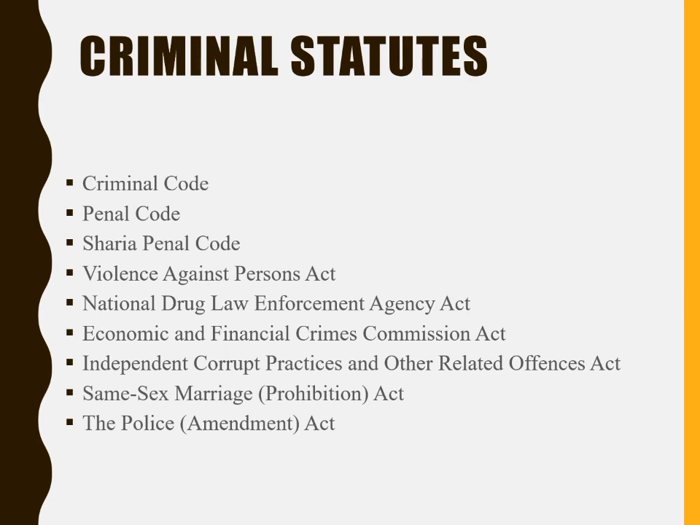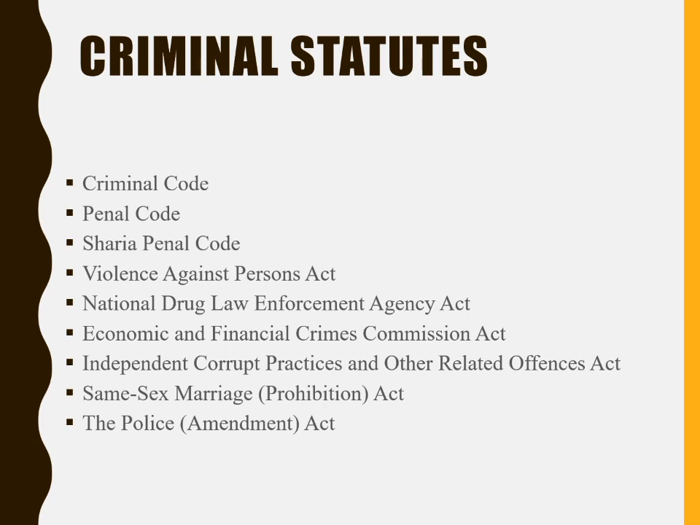Independent Corrupt Practices and Other Related Offences Act. This is also relating to corruption in both public and private sectors. So if corruption is committed in those places, a person can be charged under this particular act. Then we have the Same-Sex Marriage Prohibition Act. This is also very limited in scope. It has to do with same-sex marriage between people of the same gender.